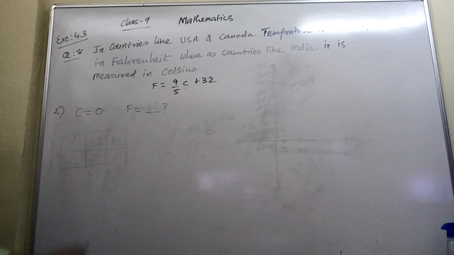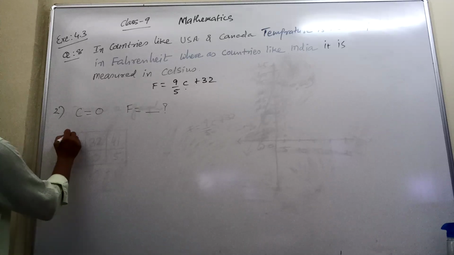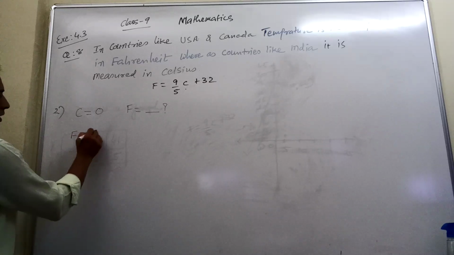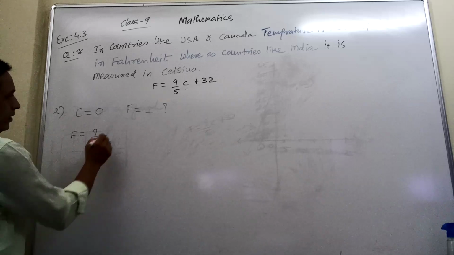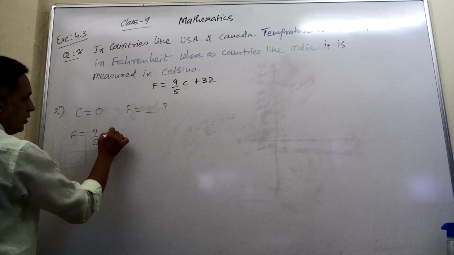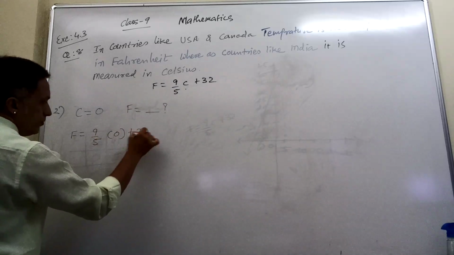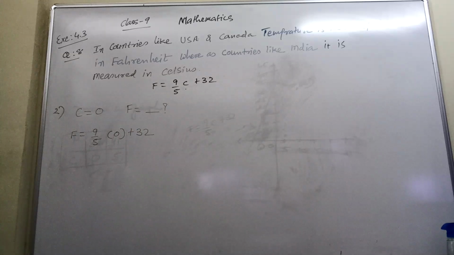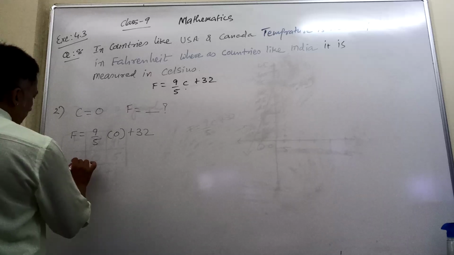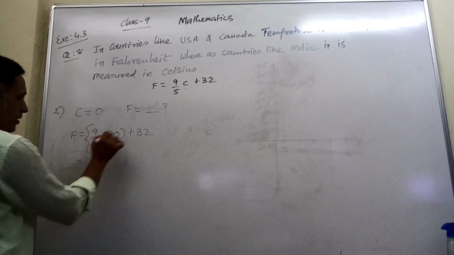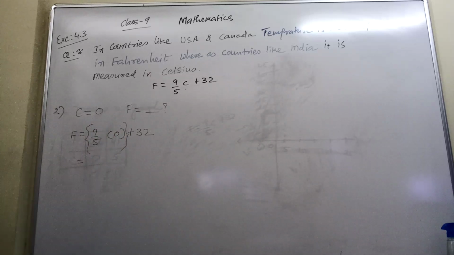Here I am substituting this value in the given equation. So F is equal to 9 upon 5, value of C, that is 0, plus 32. Now if I simplify, as you know, 9 upon 5 multiplied with 0, when any number is multiplied with 0, the overall value is 0.